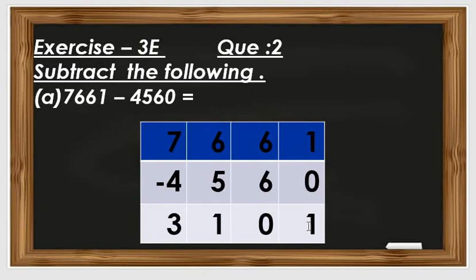1 minus 0, 1 minus 0. So how many, all students? 1. We can take out from 1 to 0. We can easily take out from 1 to 0. So the answer is what? 1.